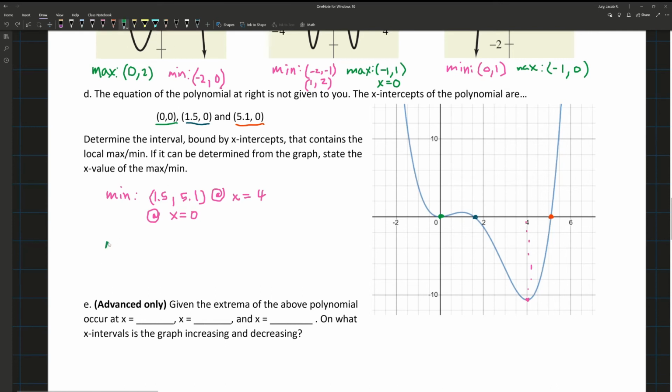And then we have a local max between 0 and 1.5. And we can't tell what it is, so we're not going to say. It does look like it's at 1. Oh, I guess we can tell what it is. Yeah. At x equals 1. Yay! So it's right there.